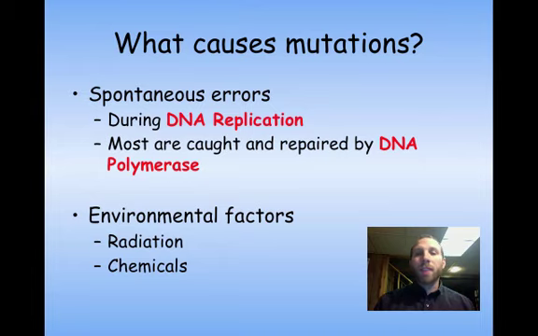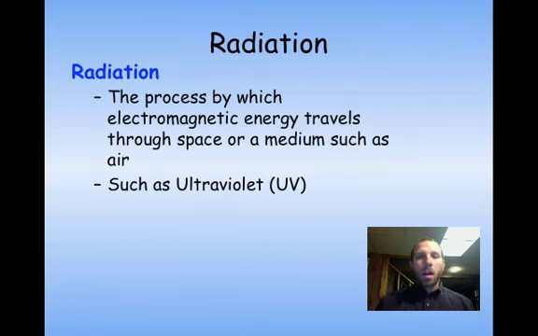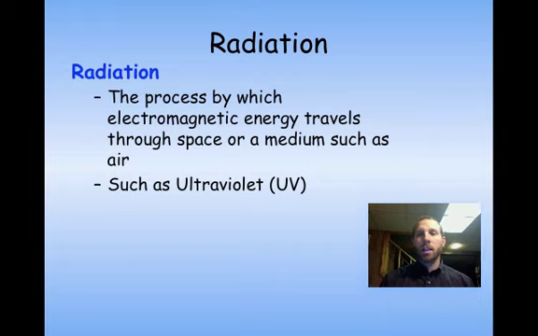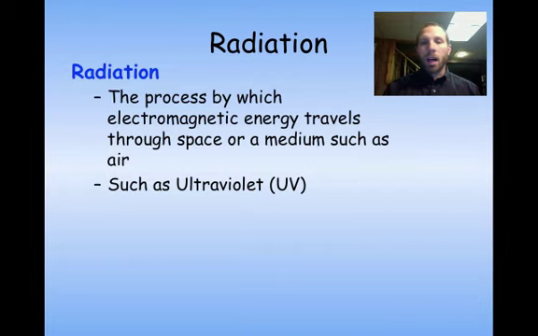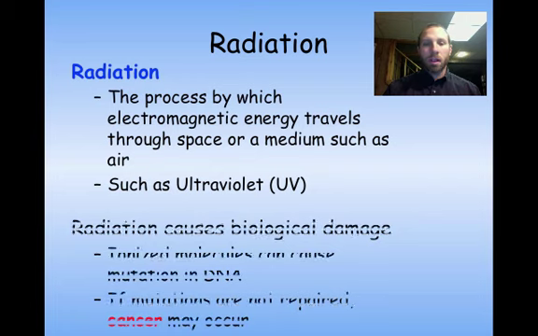There are some environmental factors that can increase the chance of mutations happening. The two factors that we're going to look at are radiation and certain chemicals. Radiation is the process by which electromagnetic energy travels through space or a medium such as air. An example of a mutation causing radiation is ultraviolet radiation. And really any of your higher energy radiations can cause mutations, such as gamma rays or even X-rays. They could lead to such things as cancer.